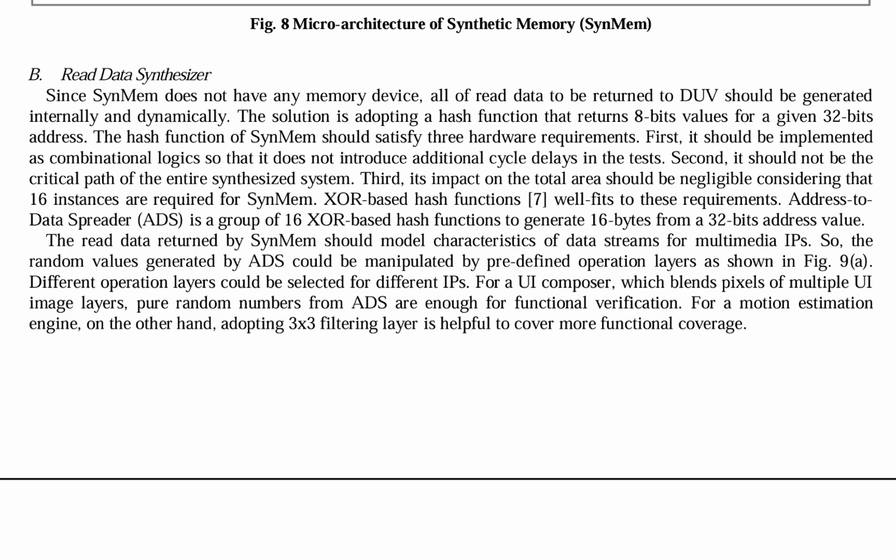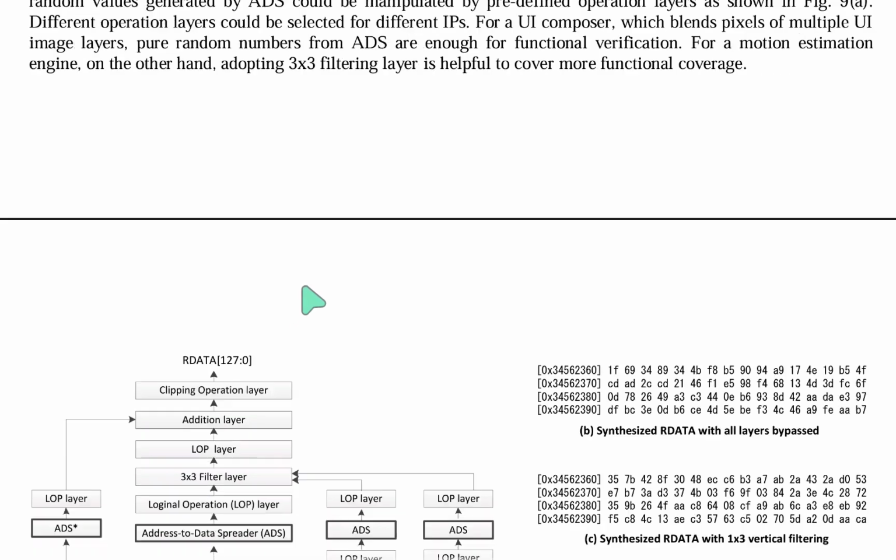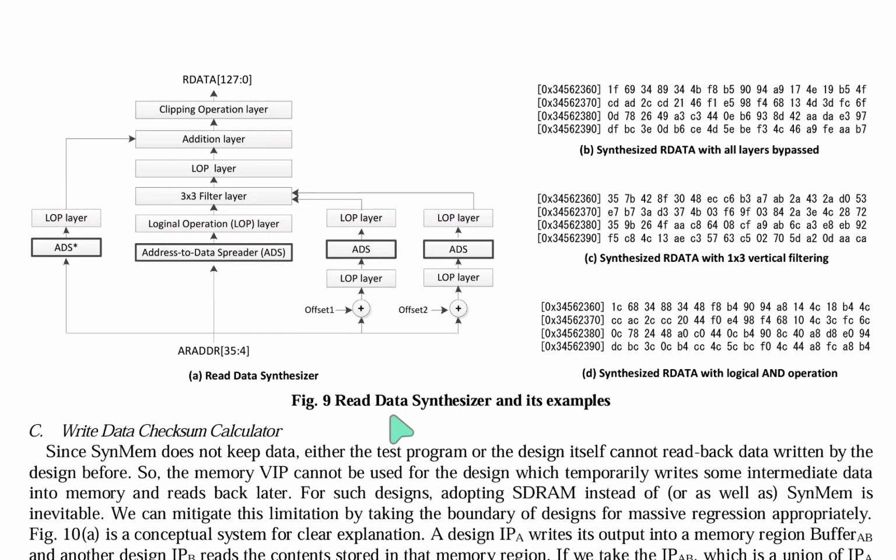Different operation layers could be selected for different IPs. For UI composers, which blend the pixels of multiple UI image layers, pure random numbers of ADS are enough for functional verification. For a motion estimation engine, on the other hand, adopting a 3x3 filtering is helpful to cover more functional coverage. Figure 9 is a read data synthesizer and its examples.